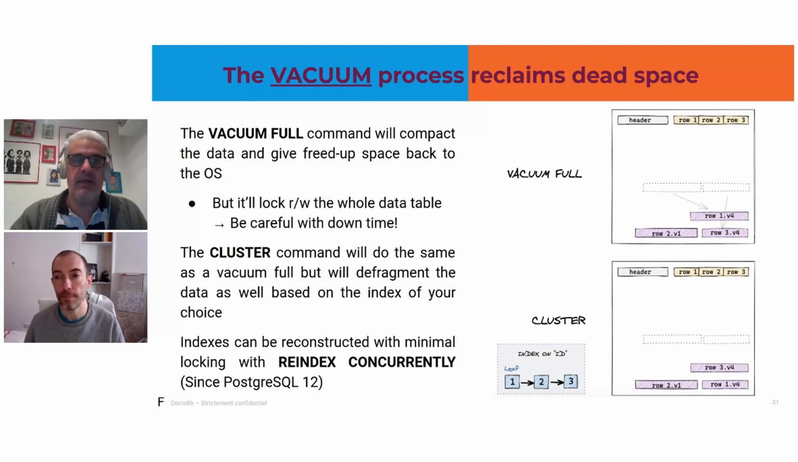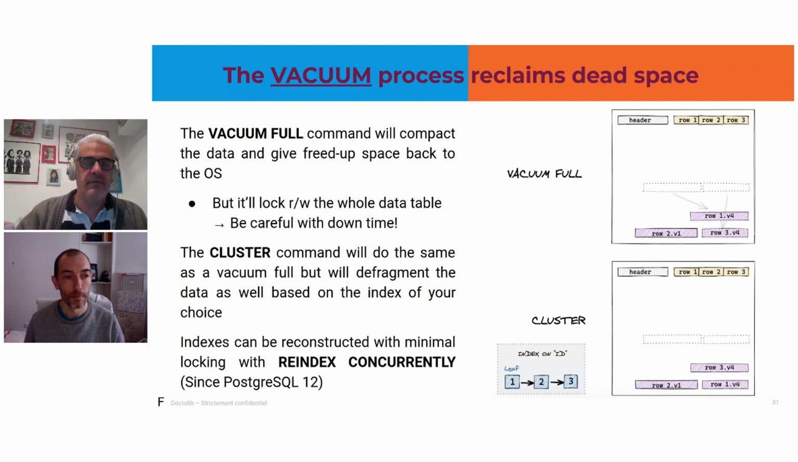So if you have, like in the Olivier example, a 50% bloated table and you run a vacuum full over this table, it will reduce the size by 50% on disk. But during the operation, it will completely lock the table. The vacuum full is a blocking process. So it's not made automatically by Postgres because it's not necessary.